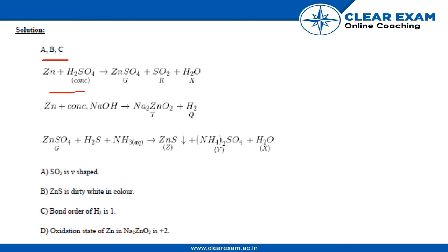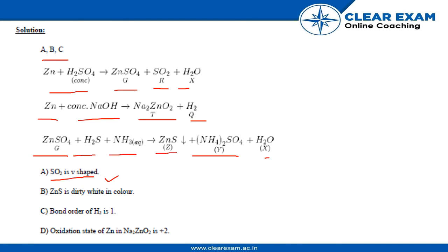These are the following reactions. Zinc on treatment with H2SO4 results in ZnSO4 plus SO2 plus H2O. Zinc on treatment with concentrated NaOH gives Na2ZnO2 plus hydrogen gas. ZnSO4 on treating with hydrogen sulfide plus aqueous ammonia gives ZnS as precipitate plus (NH4)2SO4, ammonium sulfate, plus water. So SO2 is V-shaped, this is correct.